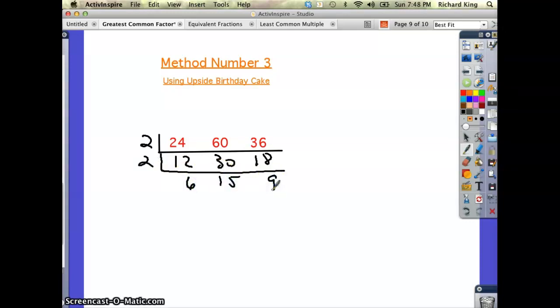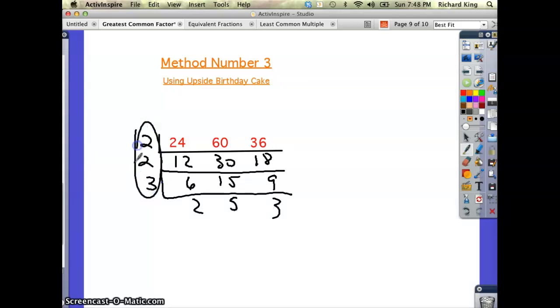Okay, since 15 and 9 are odd, 2 won't go. So now let's go to 3, and 3 will go into all 3. So 3 into 6 2 times, 3 into 15 5 times, 3 into 9 3 times. Since we all have prime numbers down here, we know that we've divided as far as we can go.